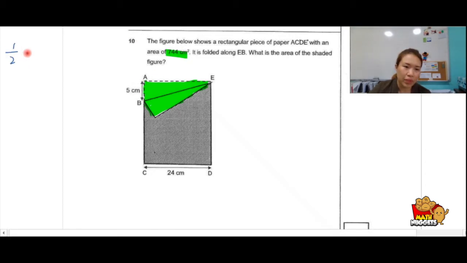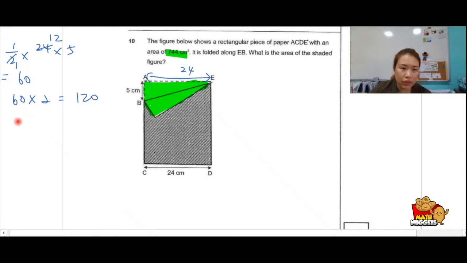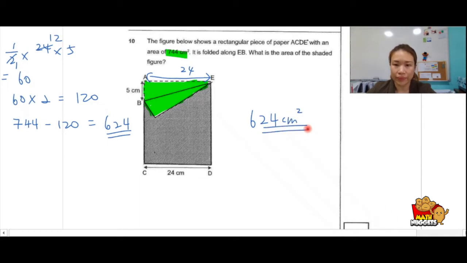So half times base 24 times height 5. So one triangle is 60. So we have 2 unshaded triangles there in the figure, which is 120. Then we take the total figure, we minus away the 2 unshaded, we will be left with the shaded part, which is 624. So that's your answer, 624 square centimeters.